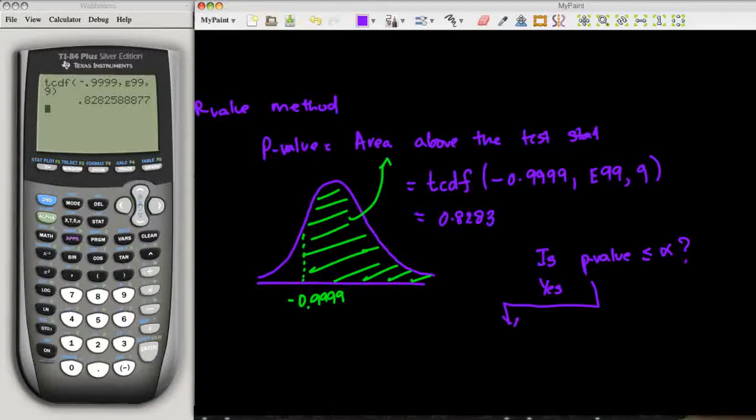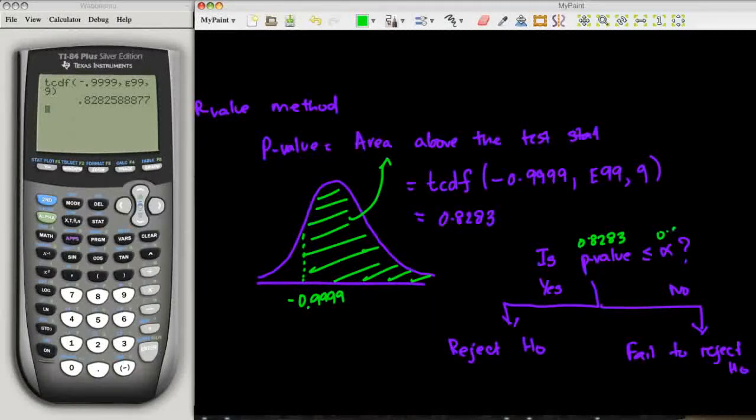If I say yes, we reject the null. If I say no, we fail to reject the null. So clearly, the p-value is 0.8283, alpha is 0.05. 0.8283 is not less than or equal to 0.05, so we fail to reject the null. It's the same conclusion that we had previously.